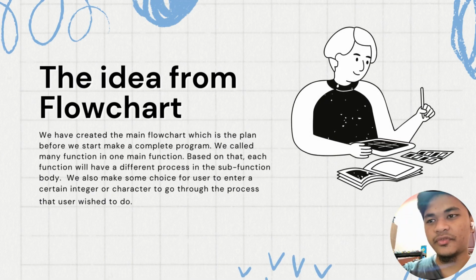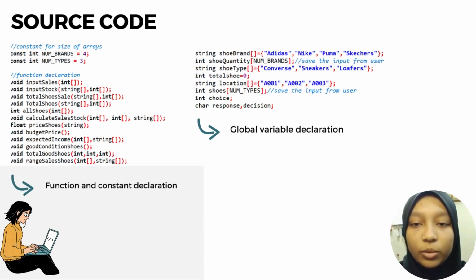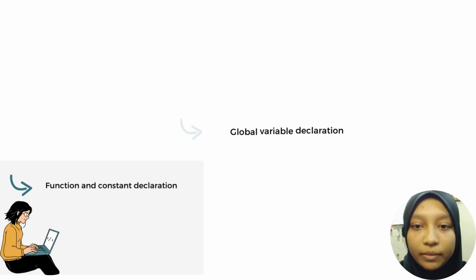The idea from the flowchart: we have created the main flowchart, which is the plan before we start making a complete program. We call many functions in one main function. Based on that, each function will have a different process in the sub-function body. We also make some choices for the user to enter a certain integer or character to go through the process that the user wishes to do. Next is the source code. There are two constant declarations, 12 function declarations, and 8 global variable declarations.